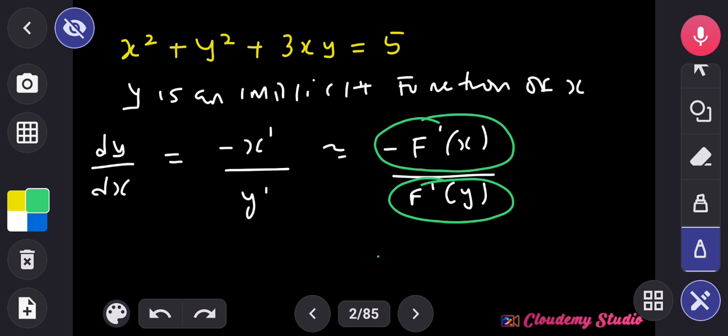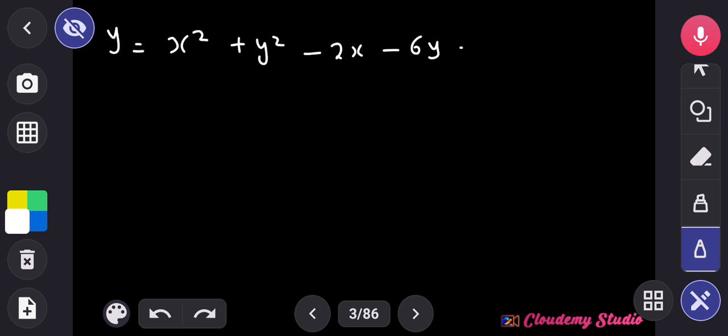Before I give that particular example, let us take a first example. This is the equation: x squared plus y squared minus 2x minus 6y plus 5 equals 0.